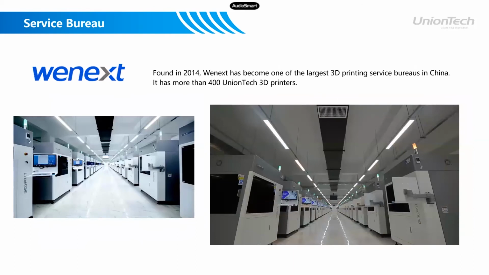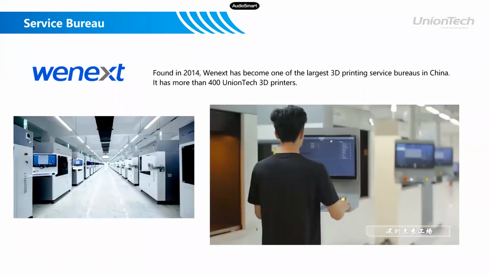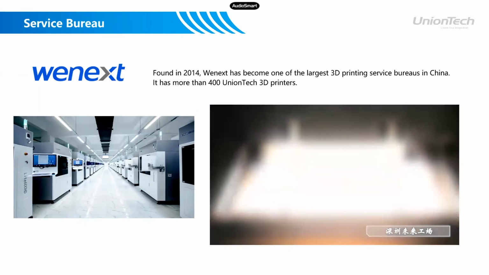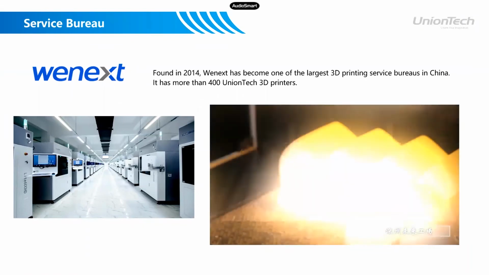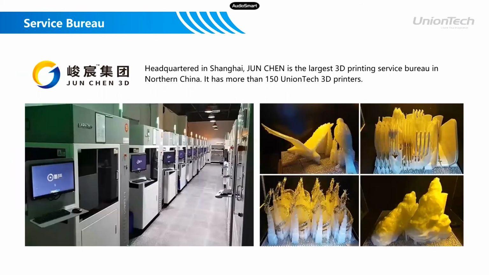The second case study for the service bureau is another company, also one of the largest in China. It is called WeNext, with 400 UnionTech 3D printers. This is another relatively smaller service bureau in China, in the north part of China. It has more than 150 printers from UnionTech.